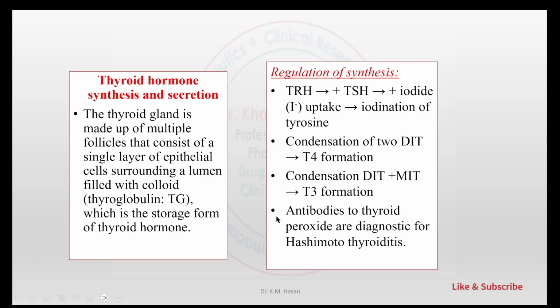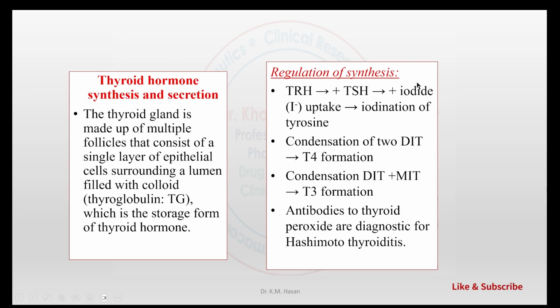Okay, in the thyroid gland you can see here we have multiple follicles, and these multiple follicles consist of a single layer of epithelial cells. Inside these follicles we have colloid, and this colloid is rich with thyroglobulin. Thyro belongs to the thyroid gland. Globulin refers to protein, and the abbreviation is TG for thyroglobulin, and this may represent the storage of thyroid hormone.